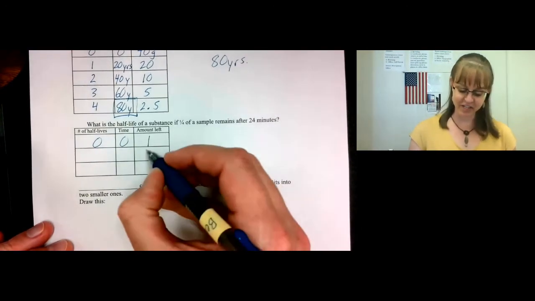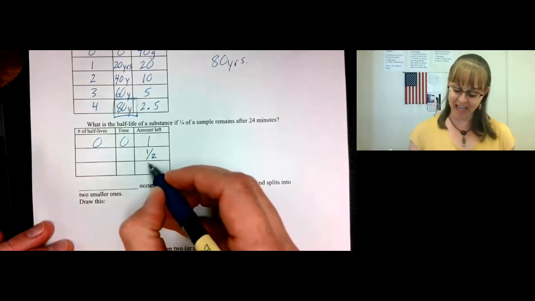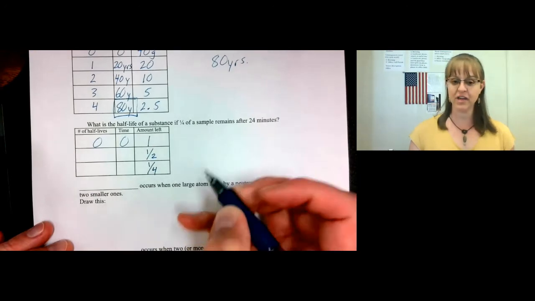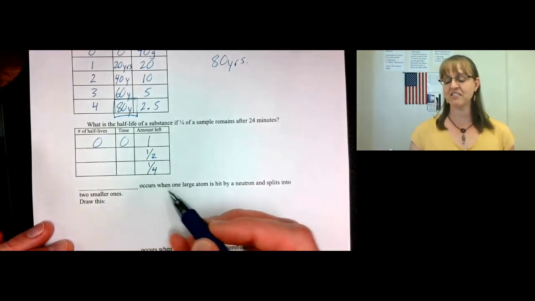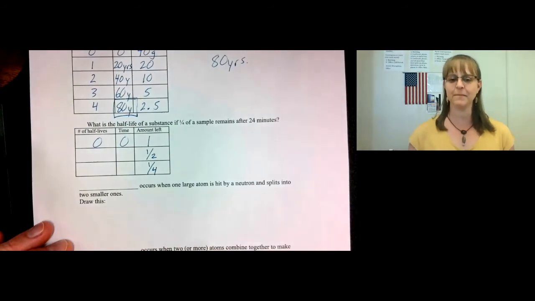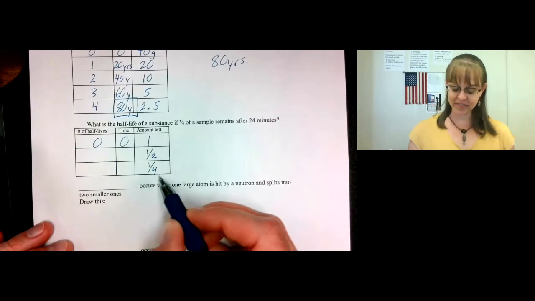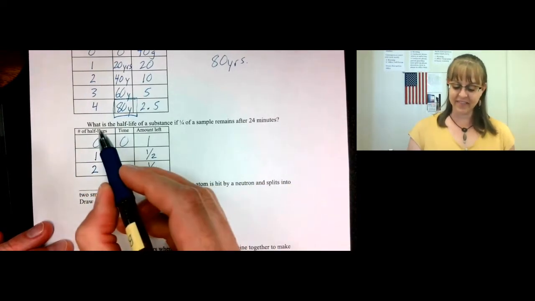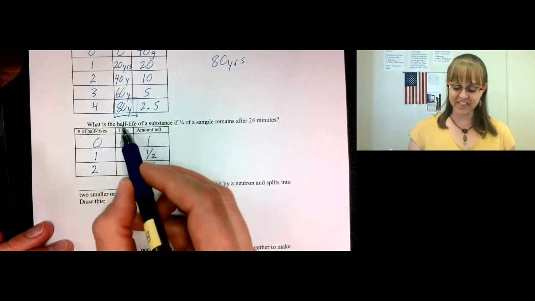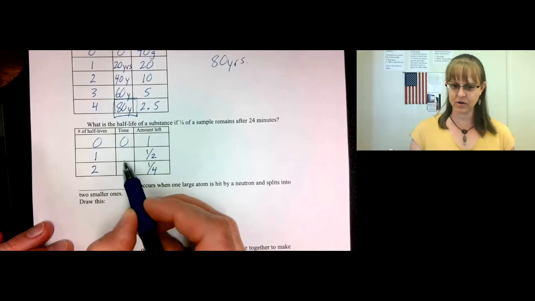After a half-life, you'll have half of it left, and after another half-life, you'll have half of a half, which is 1/4. Just double the bottom number each time. So the next half-life would be 1/8, 1/16. You get the idea. Now, how many half-lives did it take to get there? 0, 1, 2. They also want to know what is the half-life. They want to know what is 1 half-life. They want this number here.